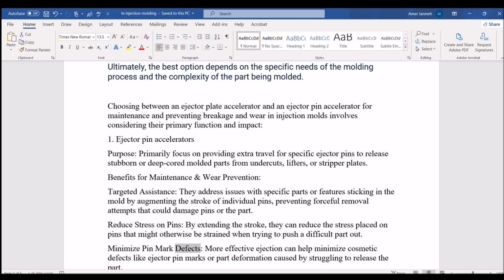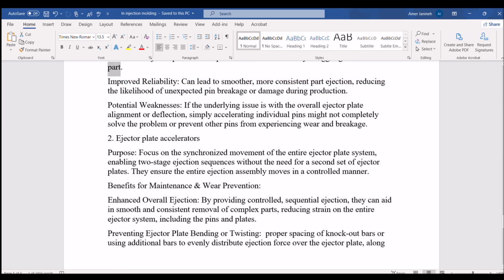Minimize pin mark defects: more effective ejection can help minimize cosmetic defects like ejector pin marks or part deformation caused by struggling to release the part. Improved reliability: can lead to smoother, more consistent part ejection, reducing the likelihood of unexpected pin breakage or damage during production. Potential weaknesses: if the underlying issue is with the overall ejector plate alignment or deflection, simply accelerating individual pins might not completely solve the problem or prevent other pins from experiencing wear and breakage.